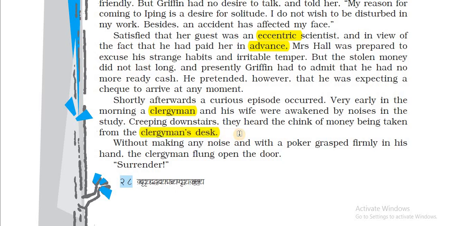Clergyman's desk. Study means the table where the clergyman would have sat, and he listened to the noises that anyone is opening the drawer of the study and taking out the money which the clergyman has put there. Without making any noise and with a poker grasped firmly in his hand, the clergyman flung open the door. Surrender.